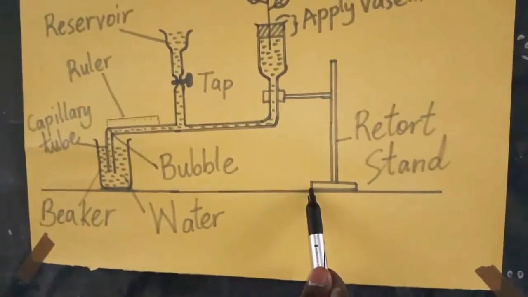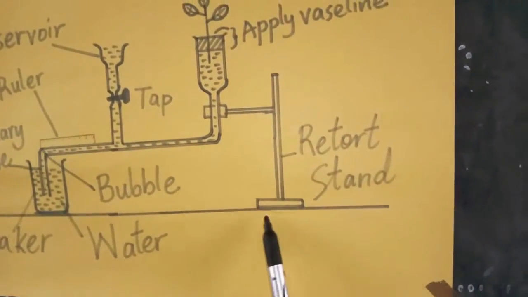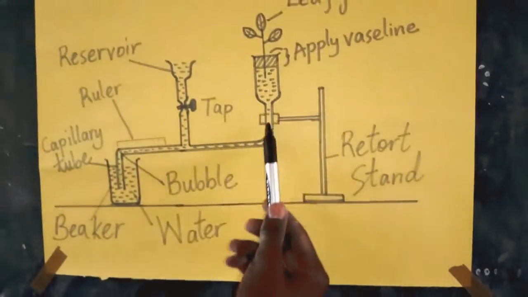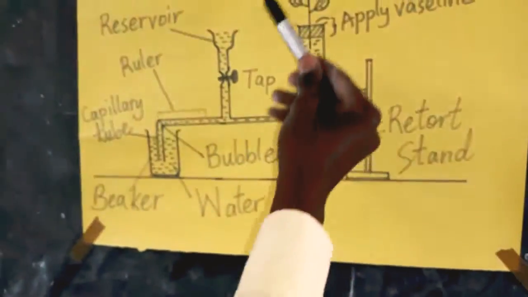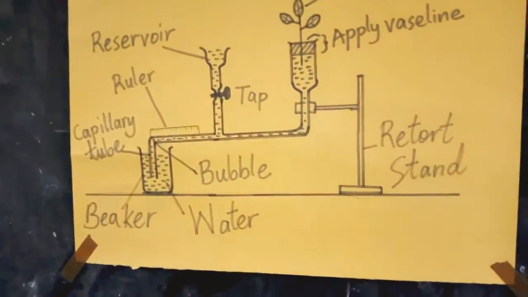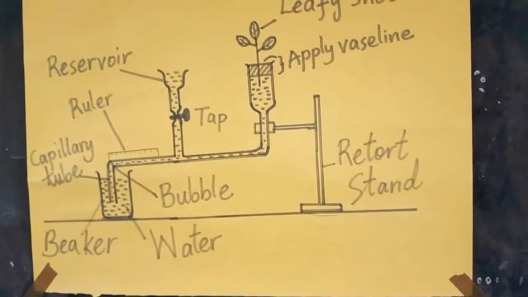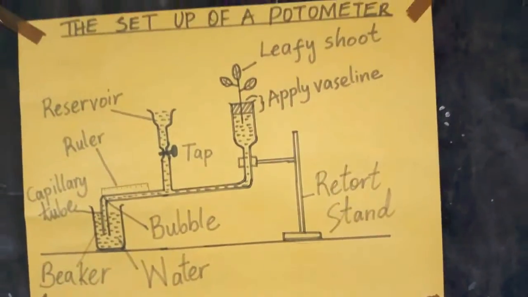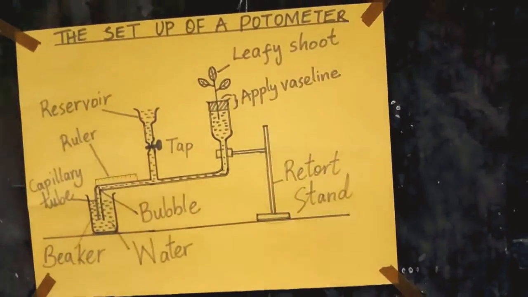We also have a retort stand here, but its major role is to ensure that there is steadiness for the entire setup, so that it holds onto the capillary tube, which comprises the entire system.